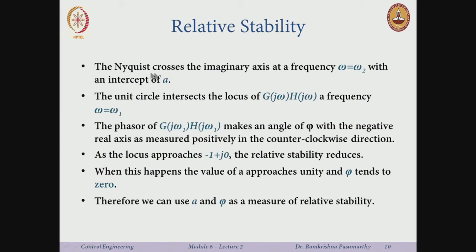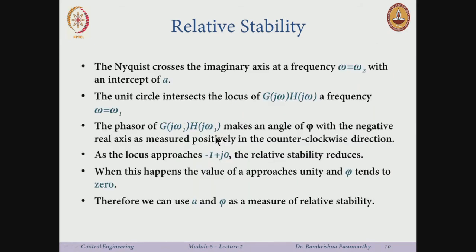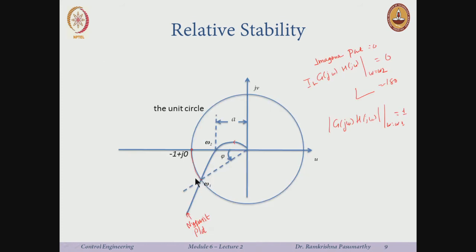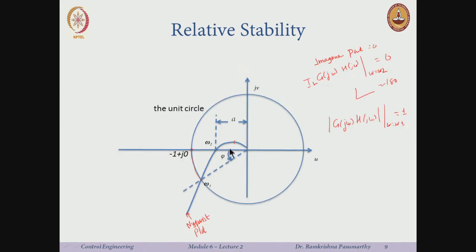Okay. So, the Nyquist plot crosses the imaginary axis at a frequency ω equal to ω2 with an intercept of A, right here at ω2, and this intercept is called A. Okay. And then the unit circle intersects the locus of GH at a frequency ω equal to ω1 here, right. And I just draw this unit circle because this is the point of my interest, the -1 plus j0. Okay. So, the phasor of this makes an angle of φ with the negative real axis. Again, the usual convention is we measure positively in the counterclockwise direction, right. So, this angle φ from here till here.